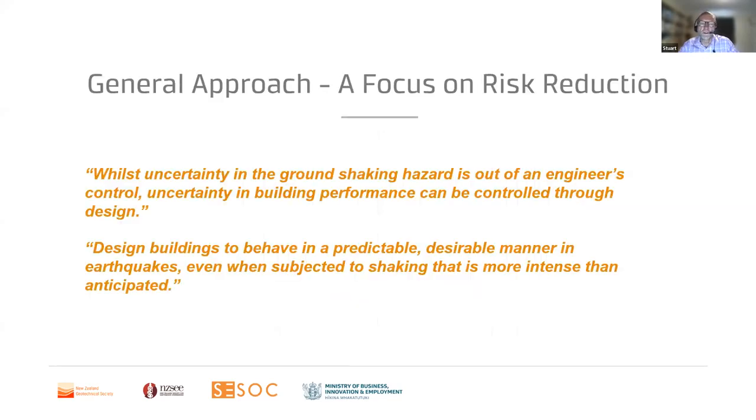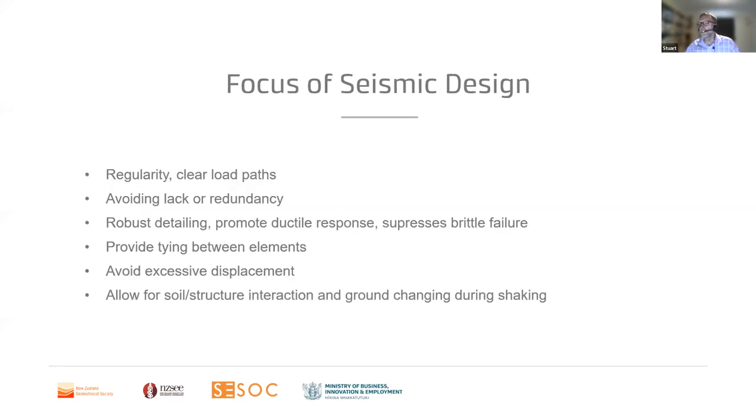These couple of quotes from the document really give the essence of the document. So if I just read those out. "Whilst uncertainty in the ground shaking hazard is out of engineers' control, uncertainty in building performance can be controlled through design. And then design buildings to behave in a predictable, desirable manner in earthquakes, even when subjected to shaking that is more intense than anticipated." So how do we achieve this? So the document is setting out a series of focus areas for seismic design and enlarging on those.